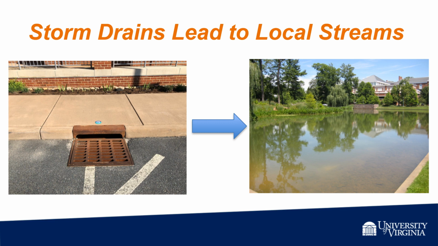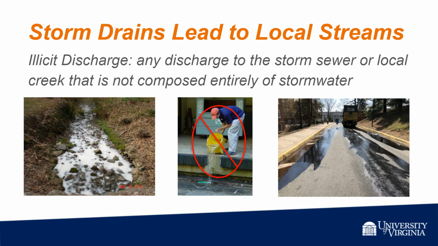The University of Virginia has a permit to operate a Municipal Separate Storm Sewer System, or MS4, issued by the Virginia Department of Environmental Quality. This permit authorizes UVA to discharge stormwater from our storm sewer into local waterways in accordance with Virginia stormwater management laws and regulations. Since storm drain systems are not connected to a sanitary treatment plant, water traveling through storm drains flows untreated directly to local streams, rivers, and lakes.